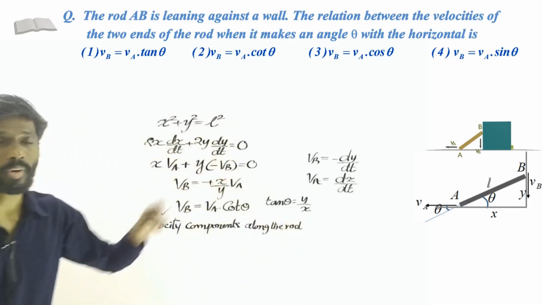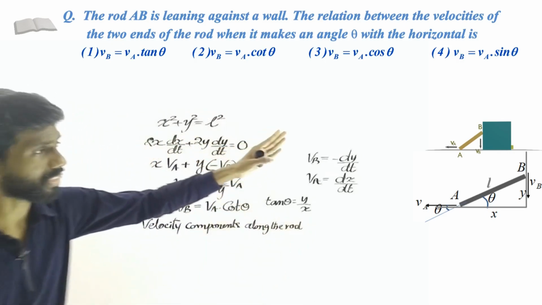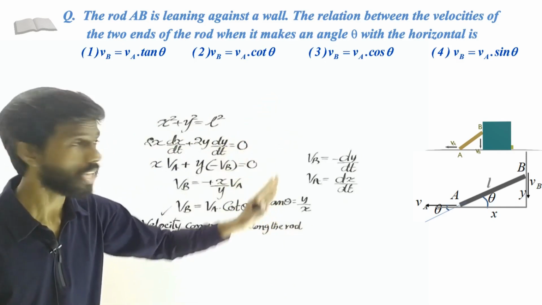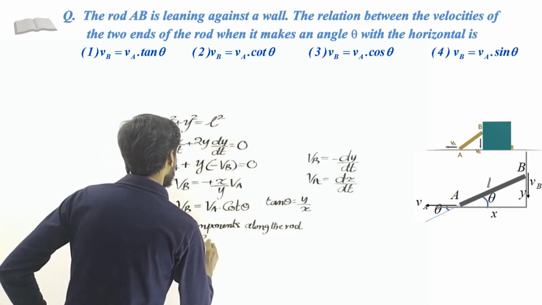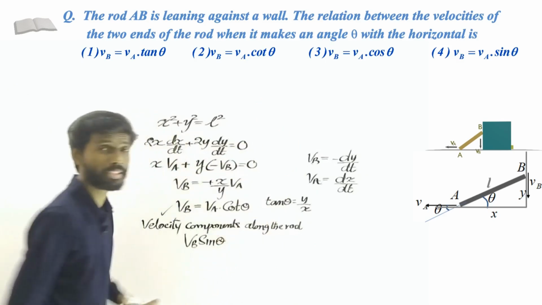So for this point, what is the velocity component? For that point, it is 90 minus theta, that means VB downwards, and then 90 minus theta, that means take its component, that is VB sin theta. That is one end. Similarly for the other end.